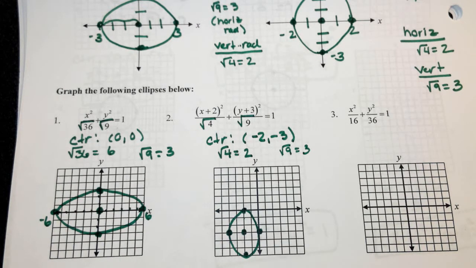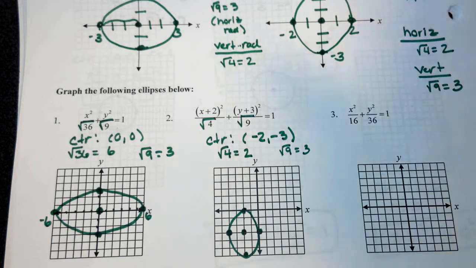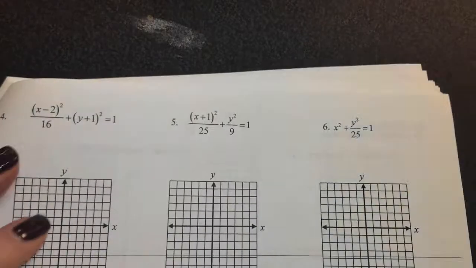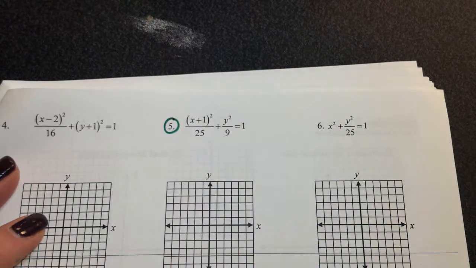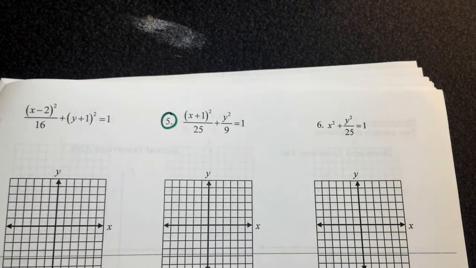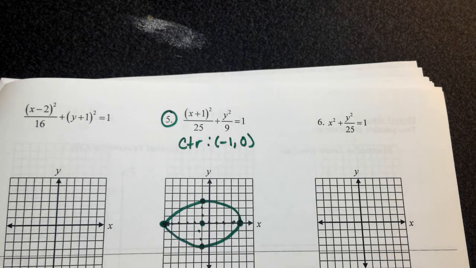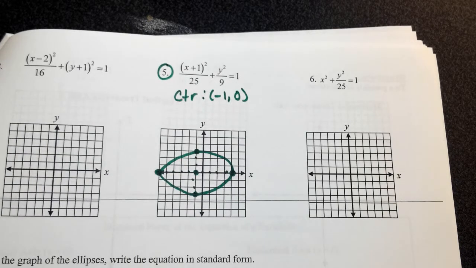Okay? So any questions on sketching the graphs of the ellipses? It's very similar to the circles, except you're going to have 2 different lengths of the radius. You'll have a vertical radius and a horizontal radius to contend with. All right? You guys go ahead and try number 5 for me. And that's this ellipse you should come up with. Okay?